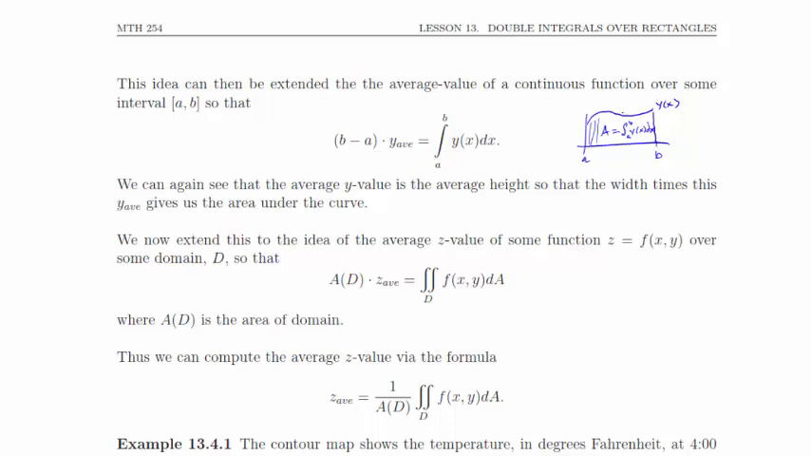That is our area. So we are taking the average of those by saying what's the average height, and the average height is going to be a height where the width times this height is the same as the area under the curve.